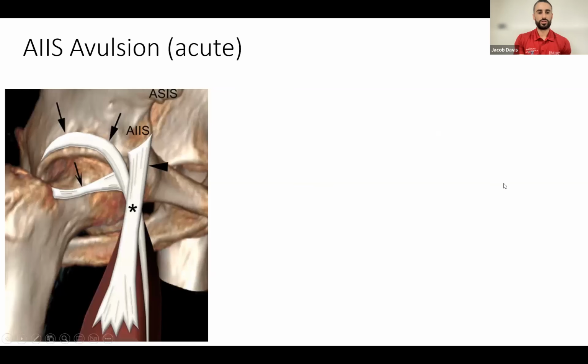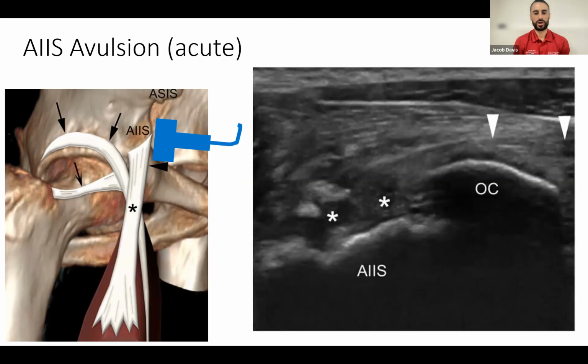Moving on, let's take a look at this on ultrasound. So our acute injuries, again, we're going to be looking at the direct head of the rectus femoris in a longitudinal plane as it inserts on the anterior inferior iliac spine. And as you can see here, you already have this abnormal appearance of the anterior inferior iliac spine. And then you have the ossification center that is displaced inferiorly.